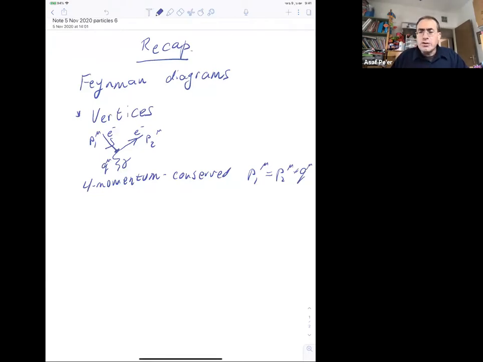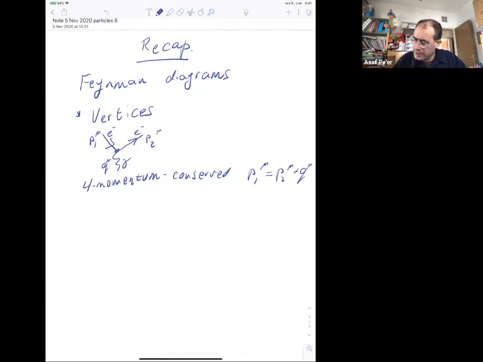Now there are many other conserved quantities. We'll go through a partial list today and a full list in the tutorial of all the conserved quantities, which determine what interactions can happen. But of course, not only the four-momentum, also angular momentum, leptonic number, baryonic number, what's called strangeness, what's called parity, many, many things that are conserved in each vertex.